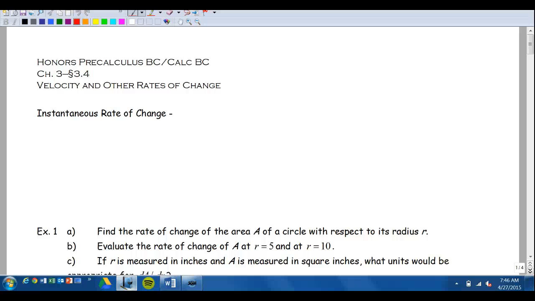Alright class, this is 3.4. We're going to talk about velocity and other rates of change. First of all, just to note, we're going to write this definition down again because it's been a while. Rate of change.